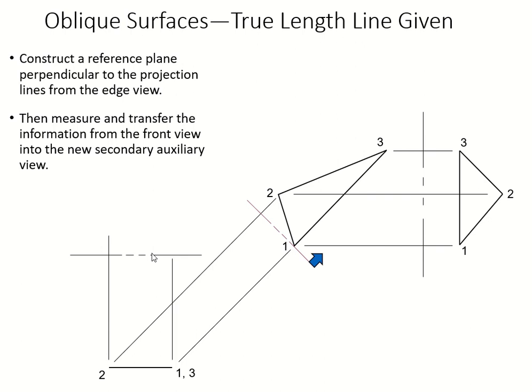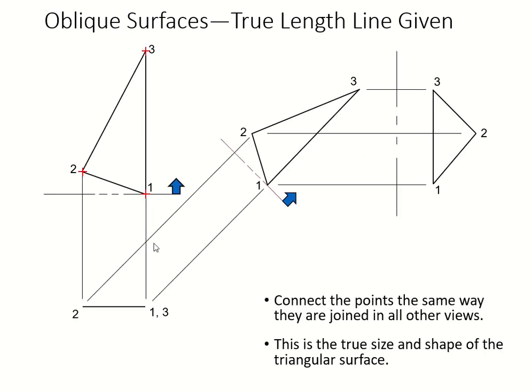Why do we need a third fold line? Because we need to project our top view from this edge line. You can't do it directly, so we have to go with the edge view first, because you're dealing with a true length line, because you have a line parallel to your first fold line. So throw the third fold line right in there. And we're going to keep our distances the same. 2 has got to go to 2, 1 has got to go to 1, and 3 has got to go to 3.